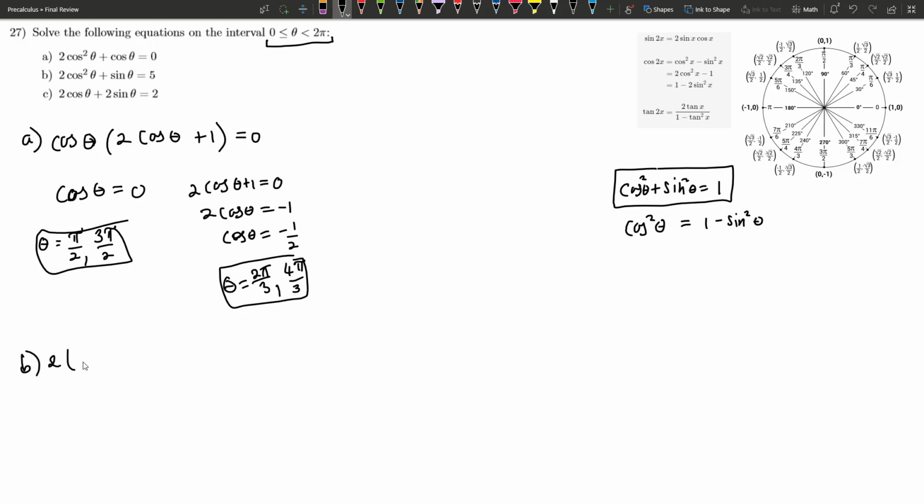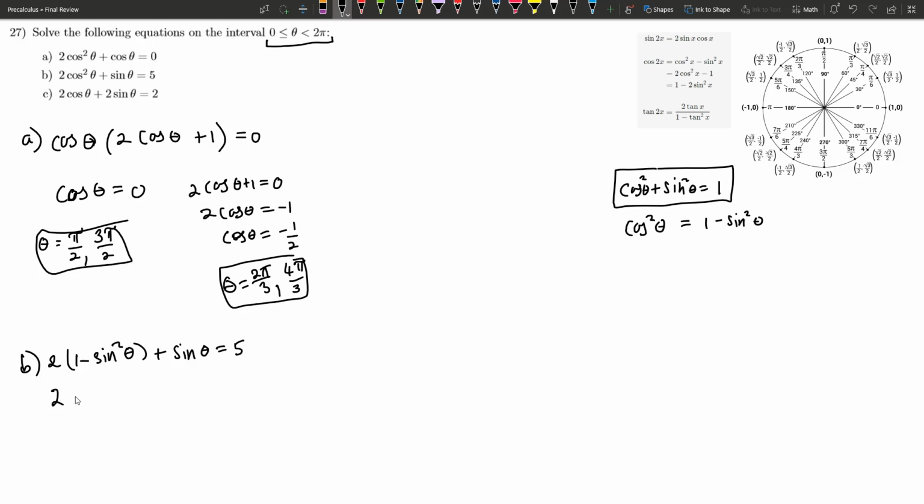This is 2 times (1 minus sine square theta) plus sine theta, notice that this one is not square, is equal to 5. Let's see, what can we do here? Let's distribute that 2. Now, it's not equal to 0, so I'm going to see if I could get it equaling 0. Because it's a quadratic, once you see a square and a non-square, you could try to solve it by factoring or something.